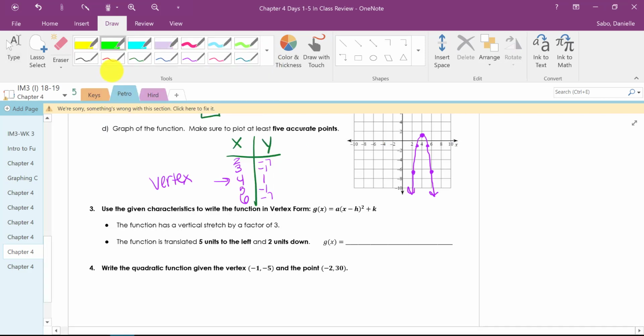Again, just knowing what the vertex form is telling you. This A value is telling you if you're stretching or compressing. The H value is telling you if you're moving left or right. And the K value is telling you up or down.